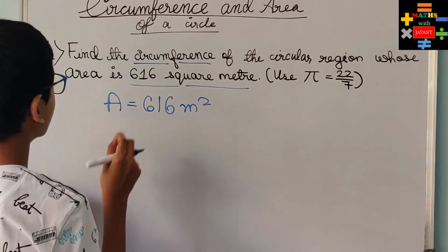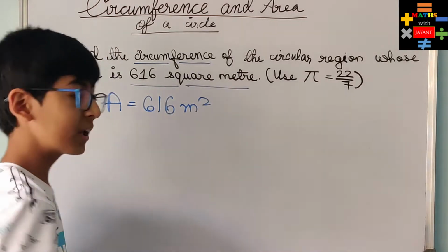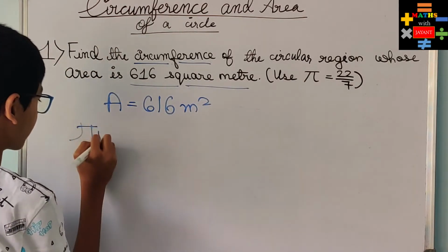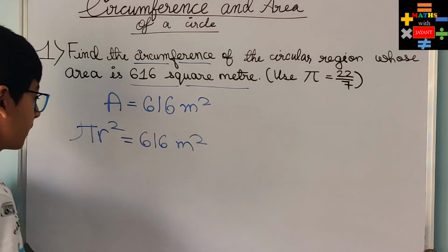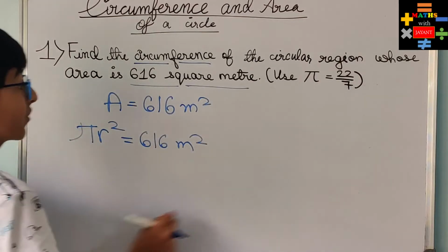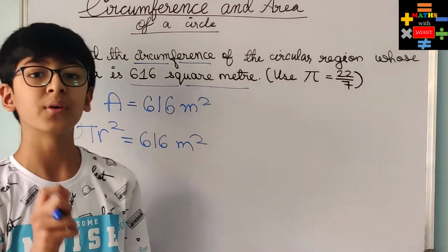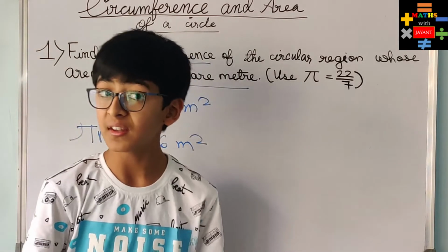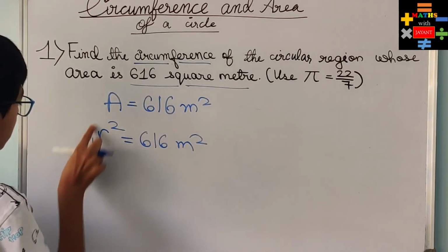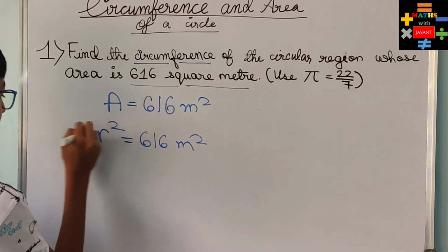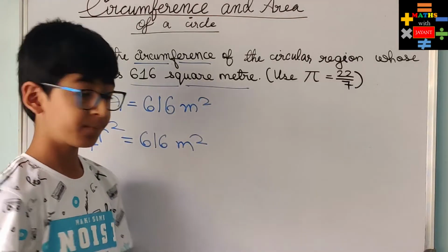Now what am I given as my area? I'll substitute it with pi r squared. Both of them are equal, right? So I can say pi r squared is equal to 616 meters squared. Now this pi, we are given, use pi as 22 by 7. Very important thing: if we use the value 3.14 anywhere in this question, then the value will go wrong. Therefore, we will be using 22 by 7. So this becomes 22 by 7 r squared is equal to 616 meters squared.